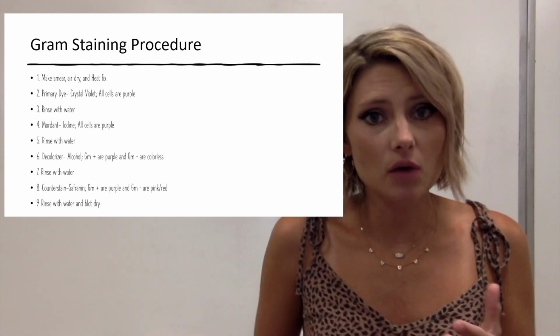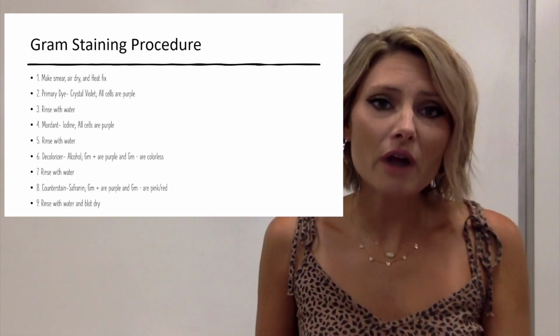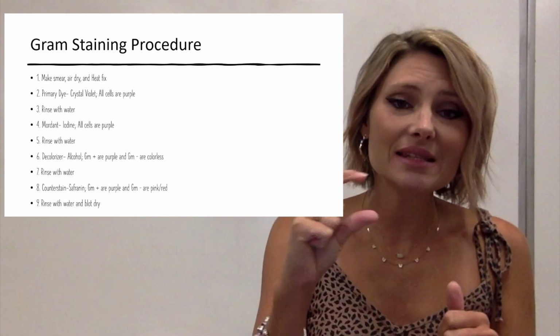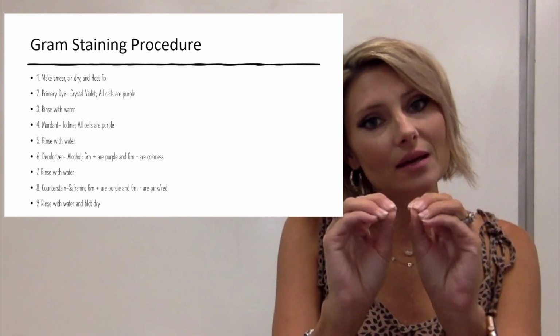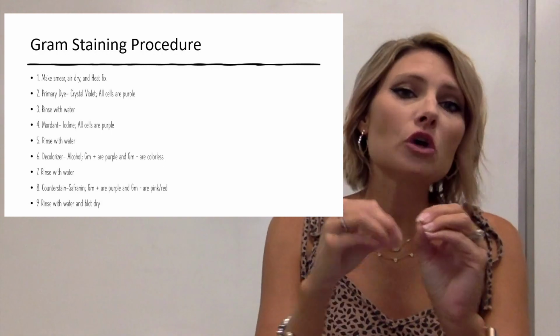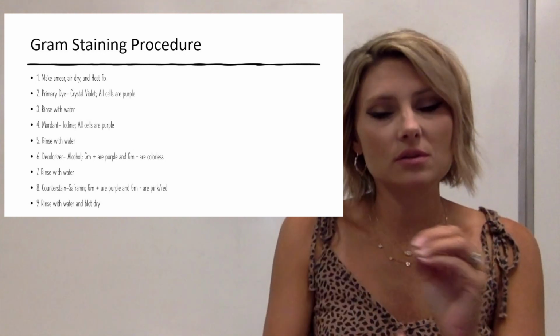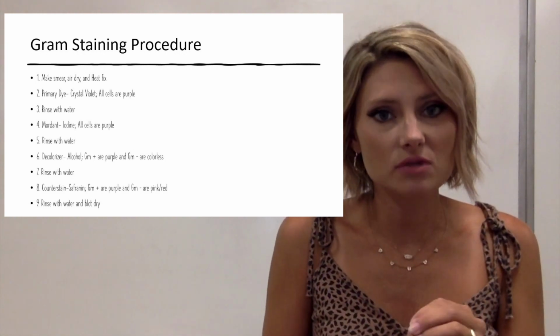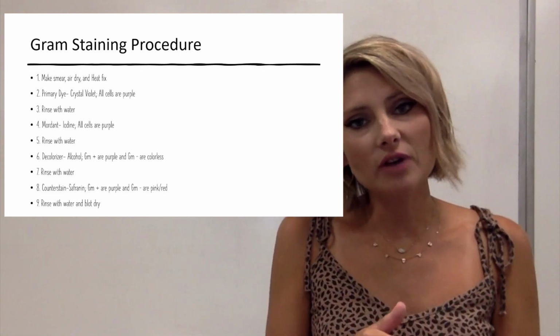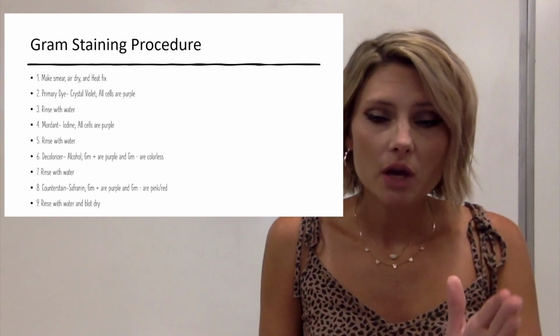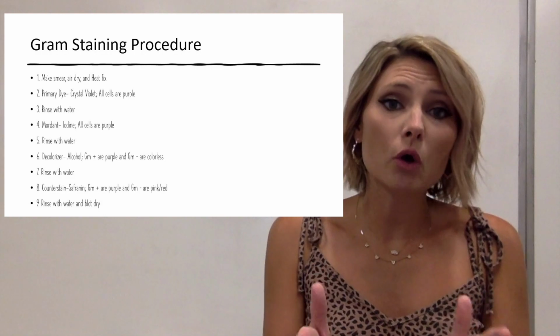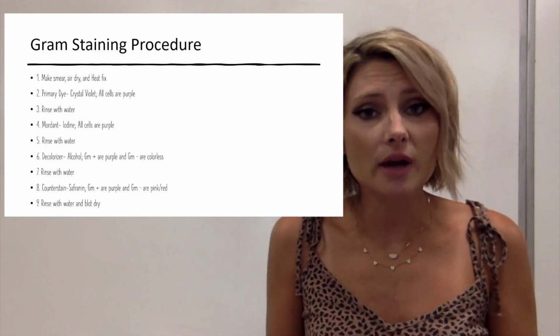the gram-negative cells. For the gram-positive cells, they have that nice thick cell wall, and that CVI complex is held tight in there, so the alcohol cannot take the color out of the gram-positive cells. So after the decolorizing step, your gram-positive cells should still be purple. Your gram-negative cells will be colorless because you've taken the color out of them.